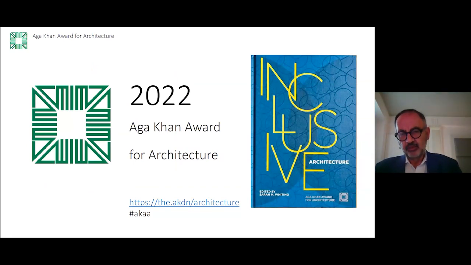Now, you can go and look at these projects. And I would be interested to know at the end whether you can see all these criteria which I talked about in the projects. You will find them on the internet as examples of the 120 projects that won an Aga Khan Award for Architecture.